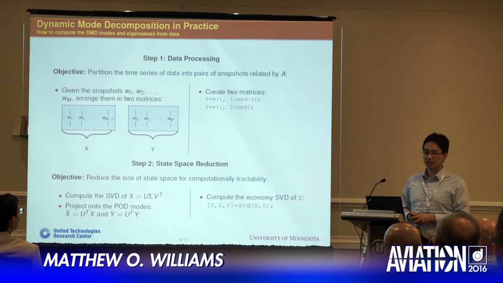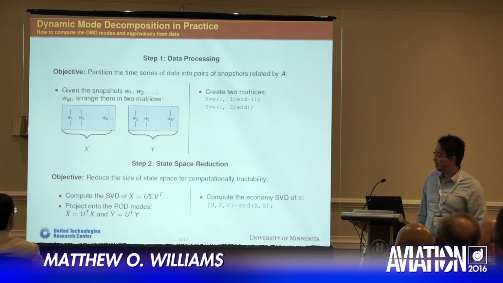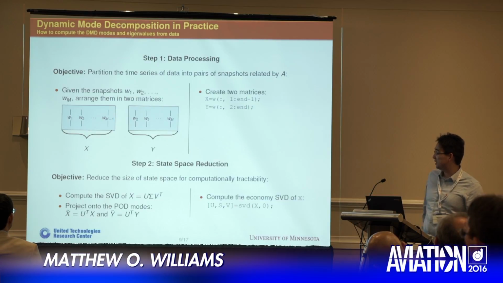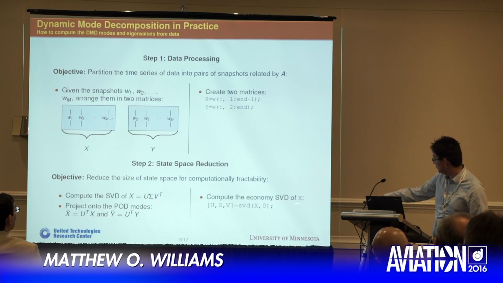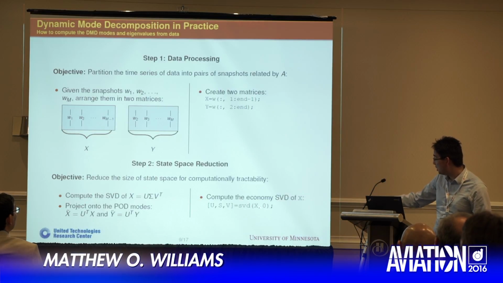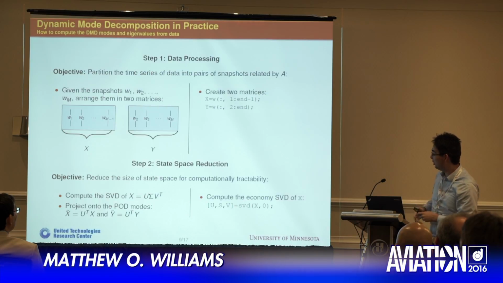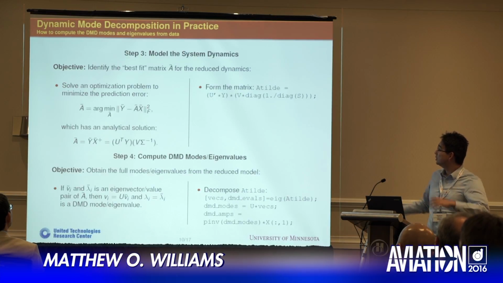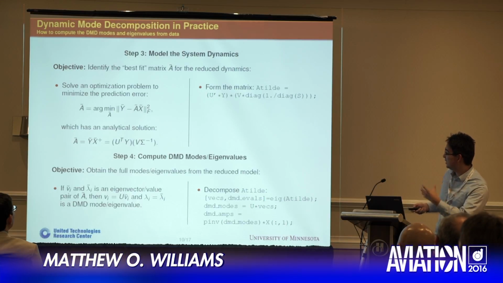Okay, so once we have this X and Y, we need to reduce the state space because, again, we're assuming that we have way more states than snapshots, so this matrix is going to be low rank. So what do we do? We're going to project onto the POD modes by computing the SVD of X and computing X tilde and Y tilde, which are basically the POD mode coefficients of the data in X and Y. In practice, we just compute the economy SVD and defer this projection step to later because it's nothing that we need for the final computation.